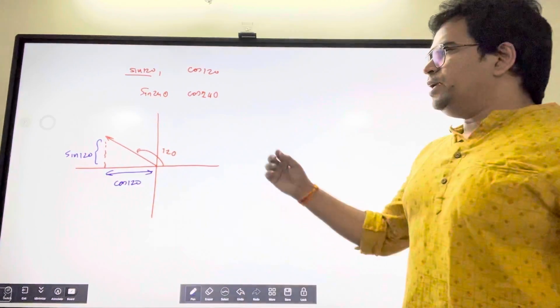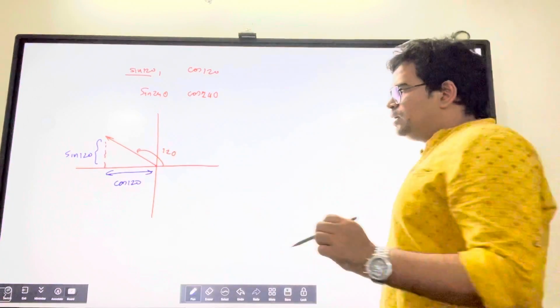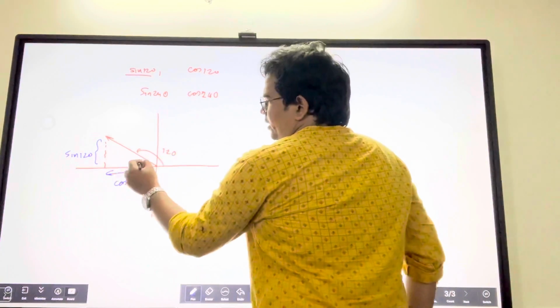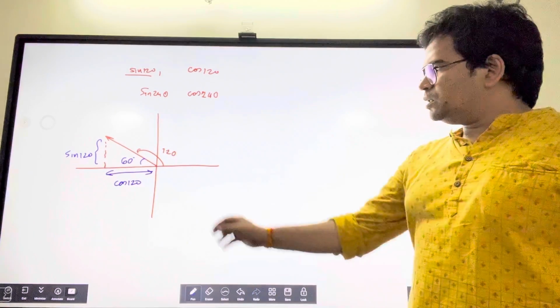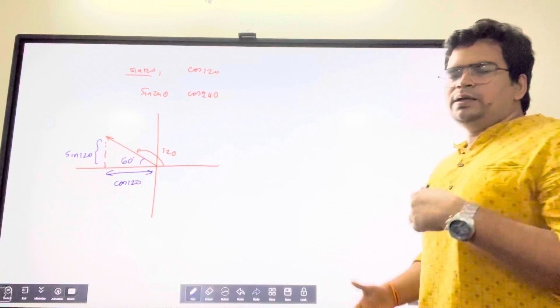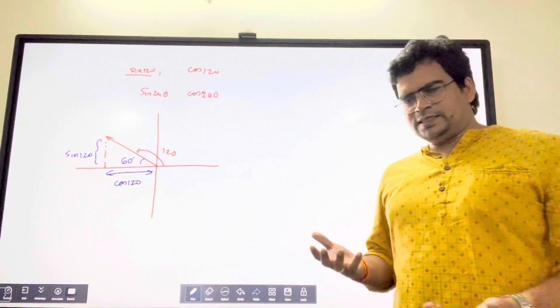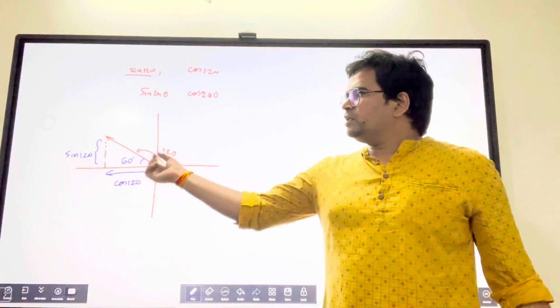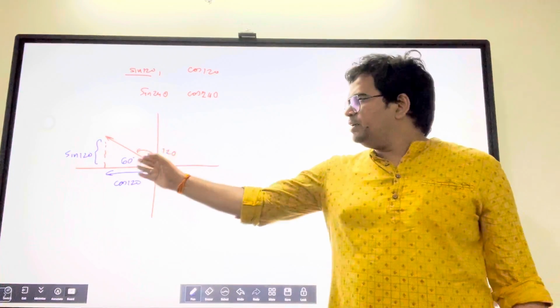So cos 120 and sine 120, we can't directly find out. What we prefer is either you take 120 degrees or you take the base angle, which is 60 degrees, along with the x-axis. So whenever you're finding sine of 120 or any obtuse angle or reflex angle, always try to find the base angle. Now, base angle is the angle made with the x-axis.